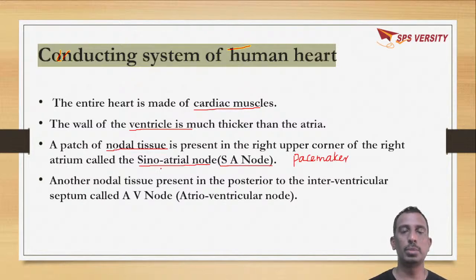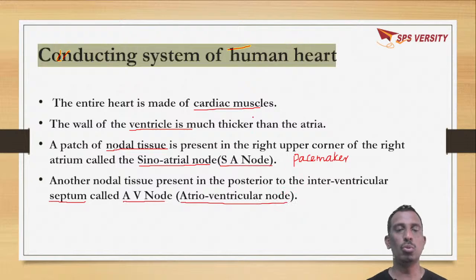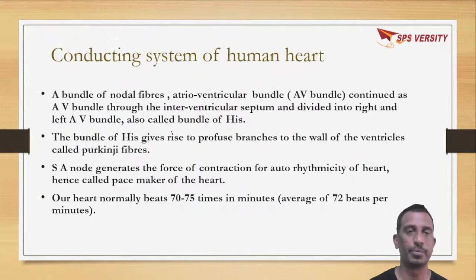Another nodal tissue is present posteriorly, nearer to the interventricular septum, which is called the AV node, that is the atrioventricular node. So there are 2 nodal tissues: one in the upper right corner of the right atrium, and one at the bottom nearer to the interventricular septum. One is called the SA node, another the AV node.